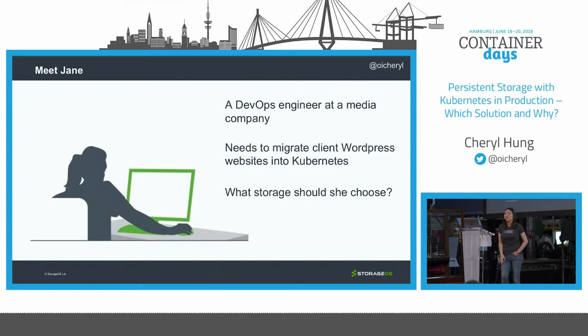Okay, let's go through a worked example. Meet Jane. She's a DevOps engineer at a company. She wants to follow those 8 principles of cloud-native storage, and she understands the model of Kubernetes. Her job is to migrate some client WordPress websites into the new Kubernetes architecture. What storage should she choose?